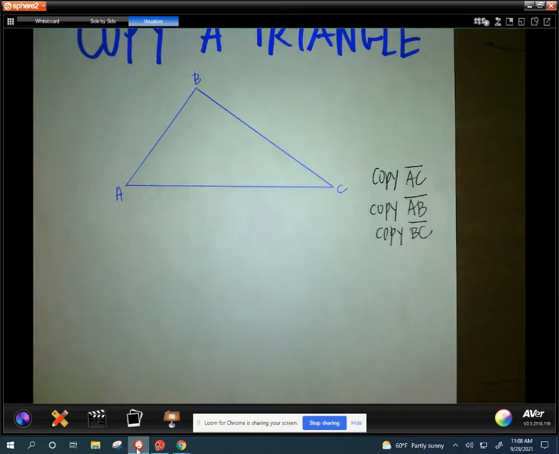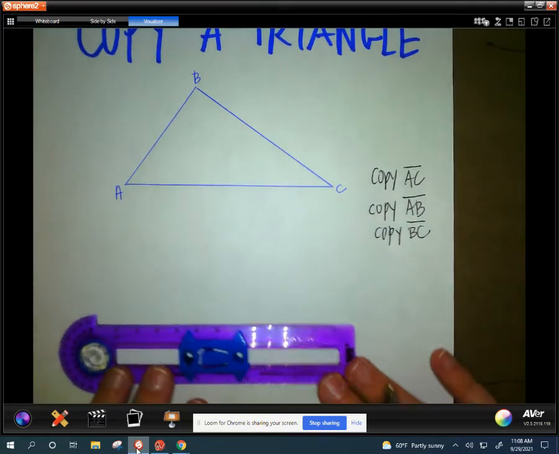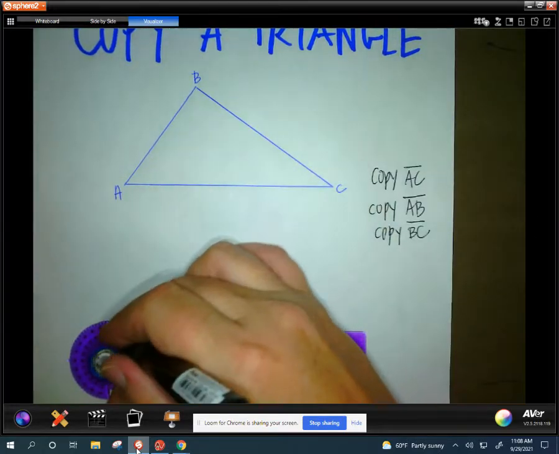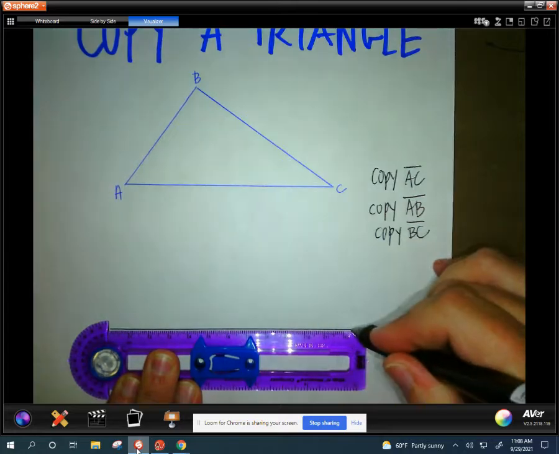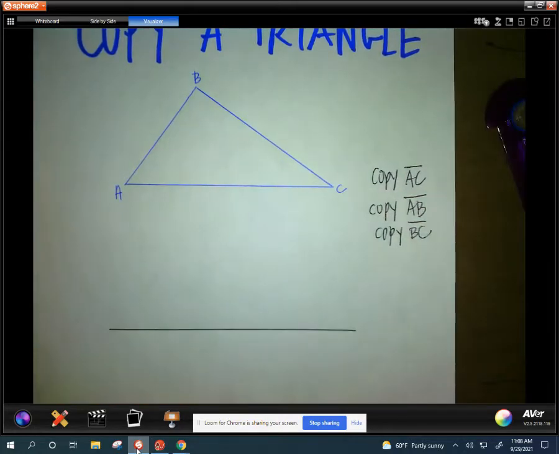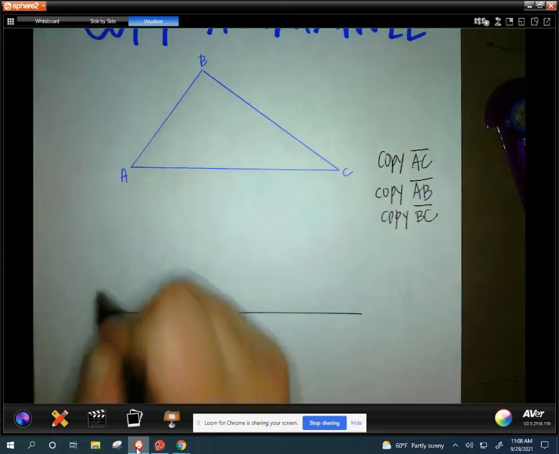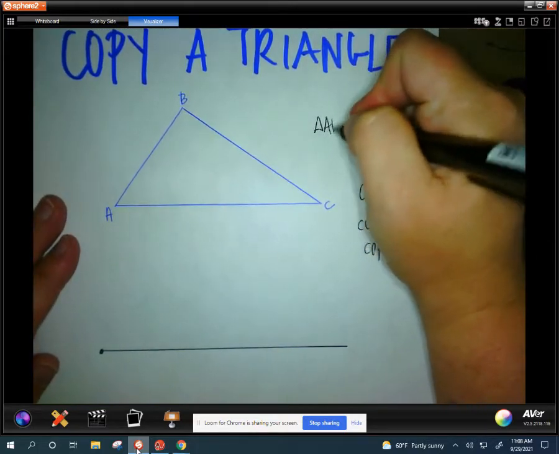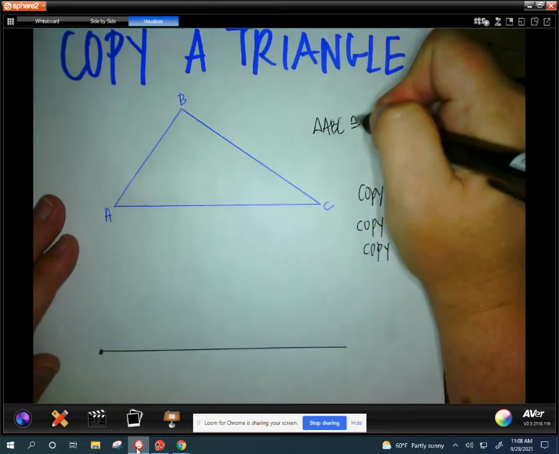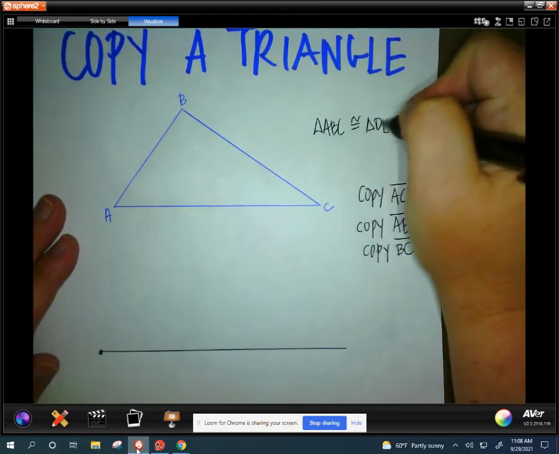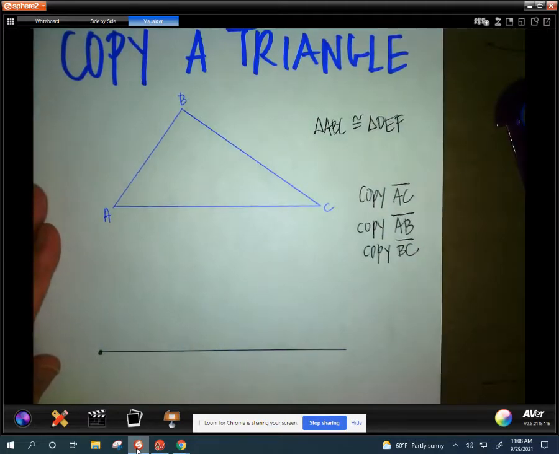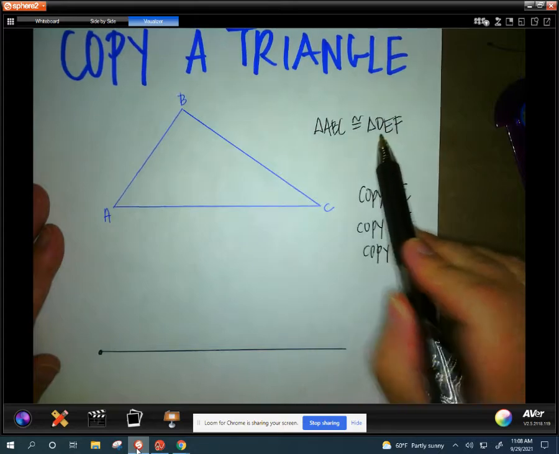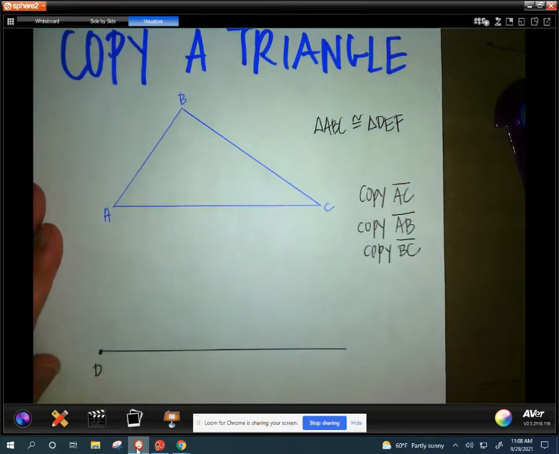I need to take my straight edge and draw a line that is longer than AC. And I'm going to put an end point on it. Now I have made the decision that this triangle is ABC, and I am going to make triangle DEF. So when we look at what letter corresponds with which, this is the first letter for our current triangle. D is the first letter here, so this is going to be point D.